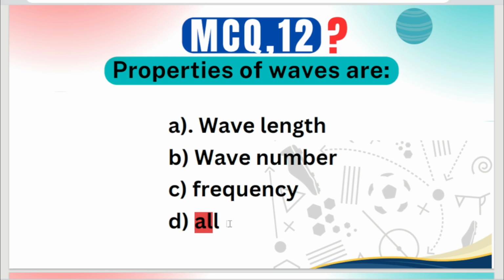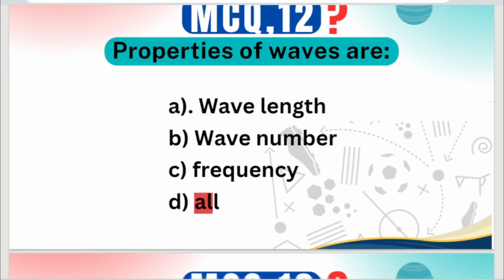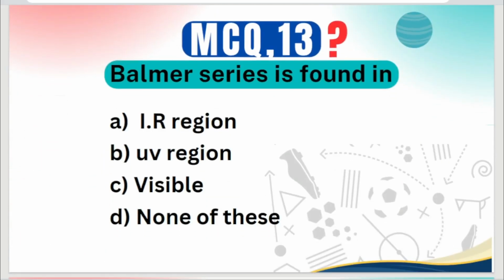Now we go over to question number 13, which is about the spectrum of hydrogen, and the Balmer series is found in. Here three regions are given: IR region, UV region, or visible region. We know that Balmer series lies in the visible region, so the option C is the correct answer.